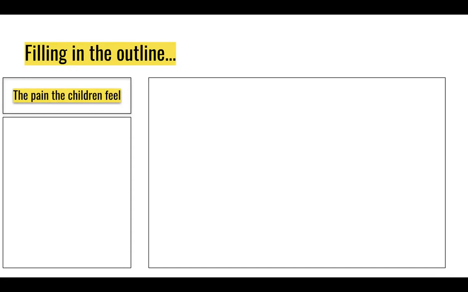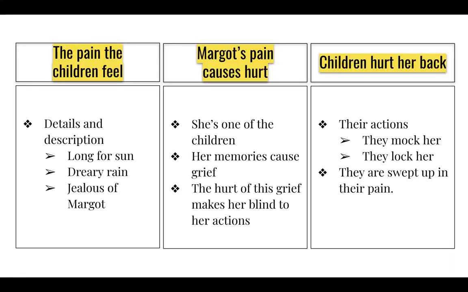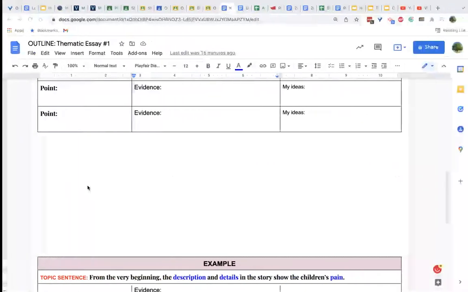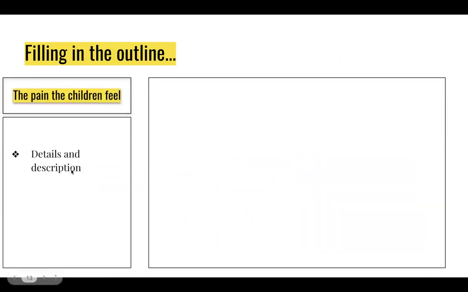As you fill in the outline, you have your main concept, right? The pain the children feel. If you can turn that into a full topic sentence, that's great. So the pain the children feel, that's from this first box. And I've already thought about how I can prove that the children in this story feel pain. There are details and descriptions that the author includes of their longing for the sun, of their endurance of the dreary rain, and of their jealousy of Margot. Those are some separate points that I can make.